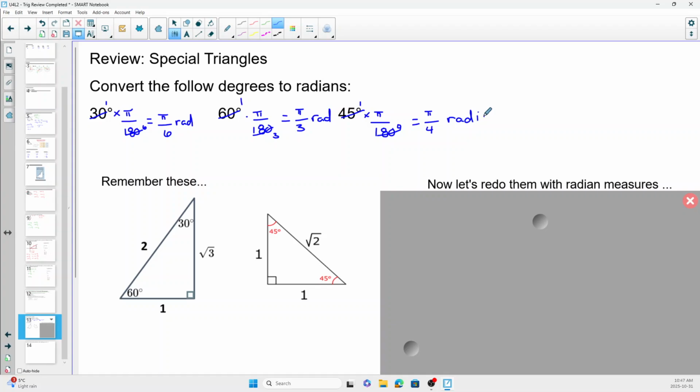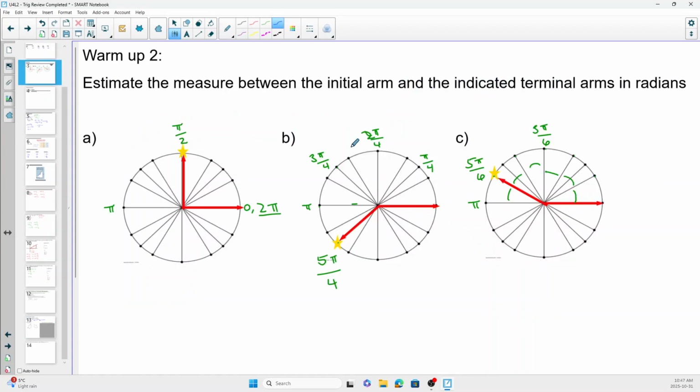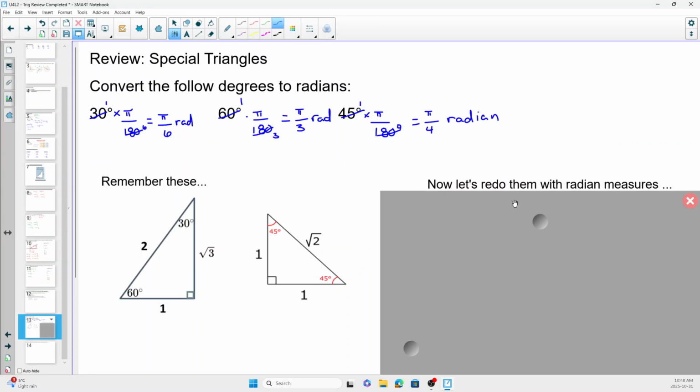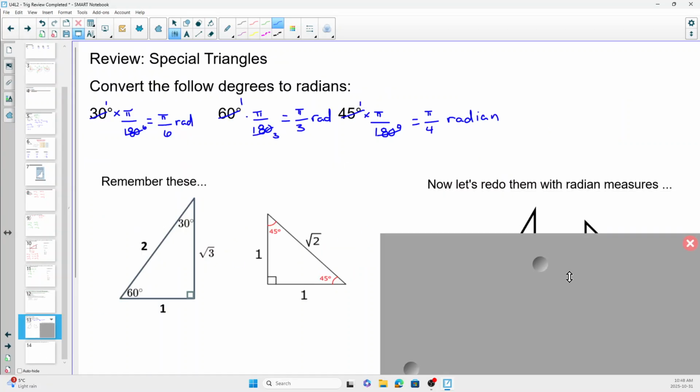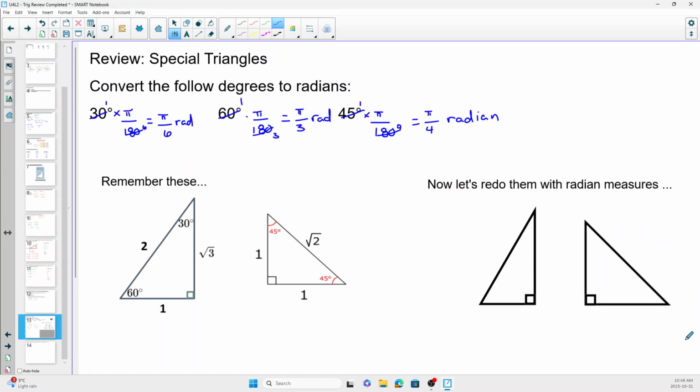If you haven't already noticed, these denominators, 3, 6, and 4, are really important on our unit circle that we are getting more familiar with. We do see these increments of 3s and 4s and 6s, and then of course we have the half up at the top. And so what we need to do is rewrite our special triangles now with radians, because that's how we will be using them for the duration of this course.